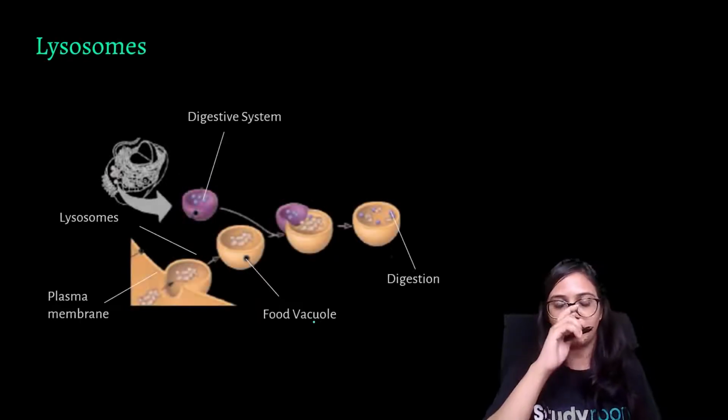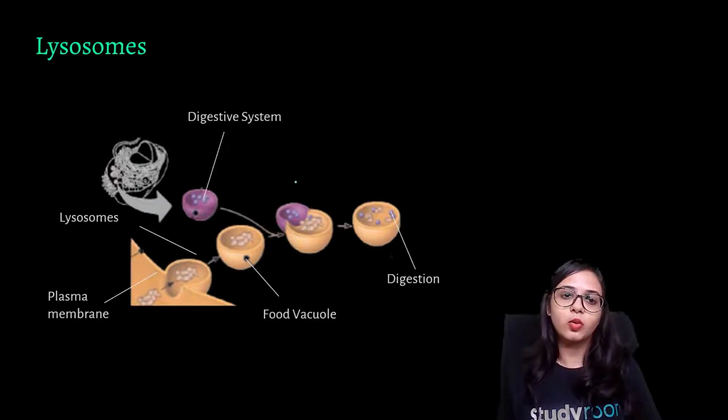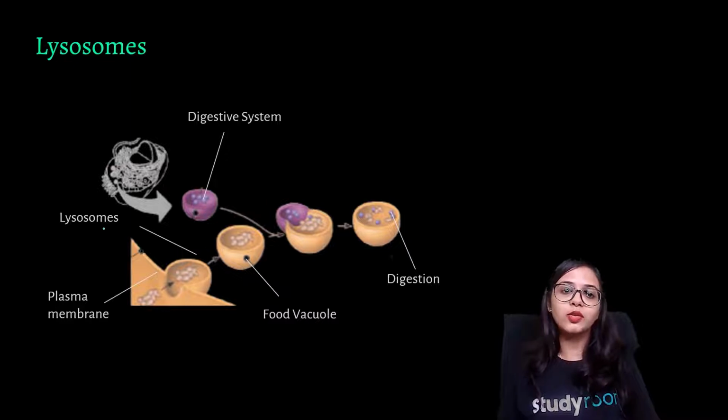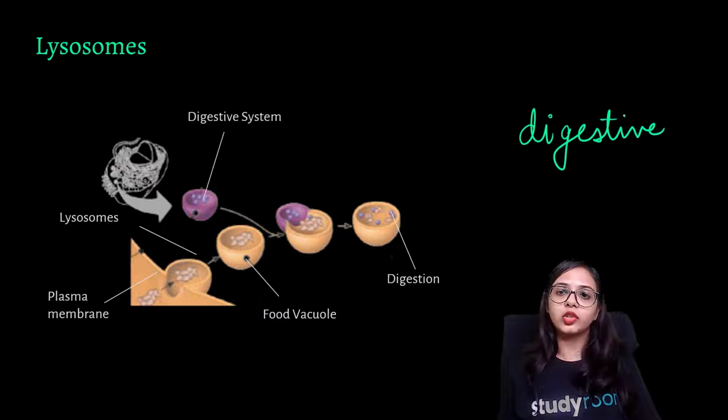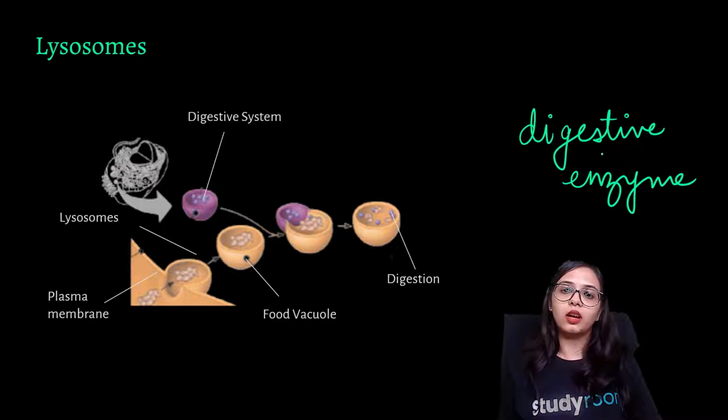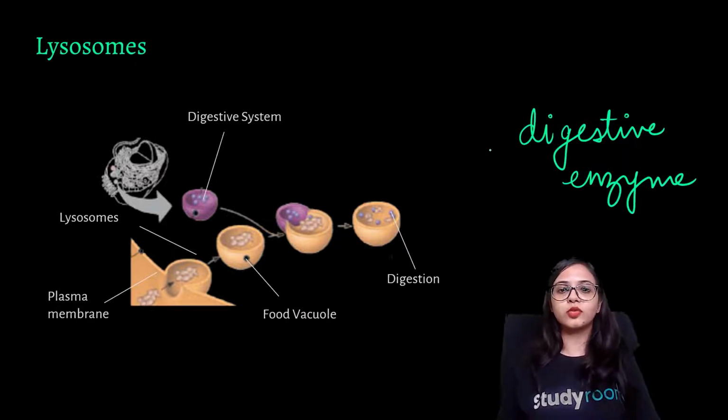Then you have the lysosomes. Lysosomes are known as the suicide bags. I'll be telling you why. Lysosomes contain important digestive enzymes. During digestion, some food particles come towards these cells, because the lysosomes secrete these enzymes so that the food can be digested.